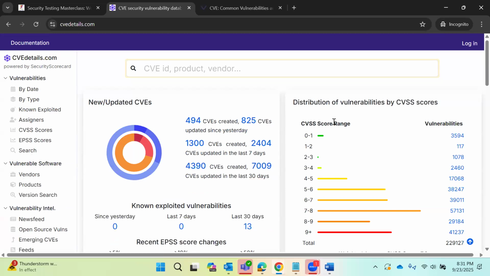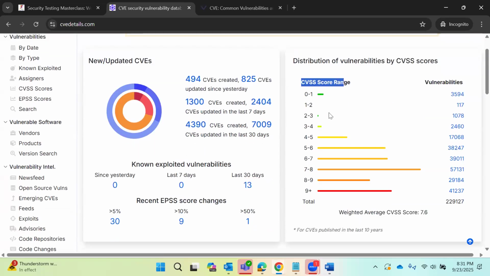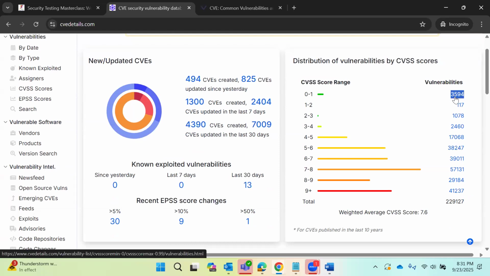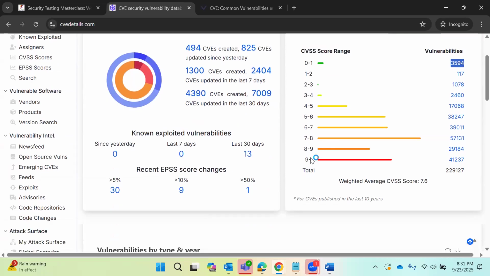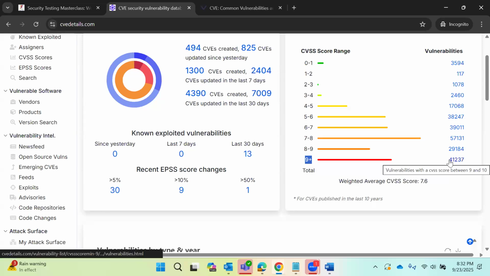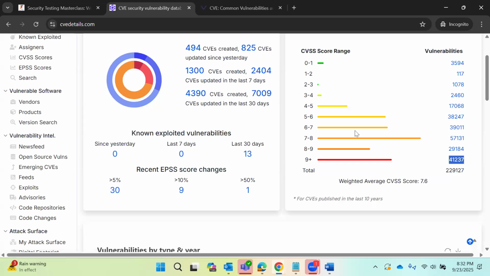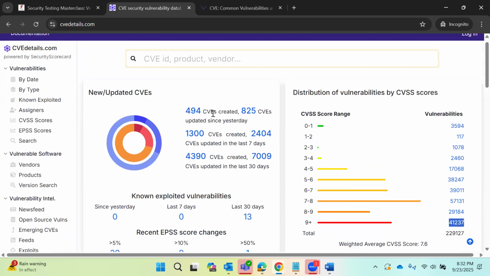So here you see CVSS scoring. The list of vulnerabilities whose score is between 0 and 1: as of today, we have 3,594 of them on the internet. That's the database data. And how many vulnerabilities are there on the internet even today whose score is 9 or 10? 41,237. So you see that is one range.